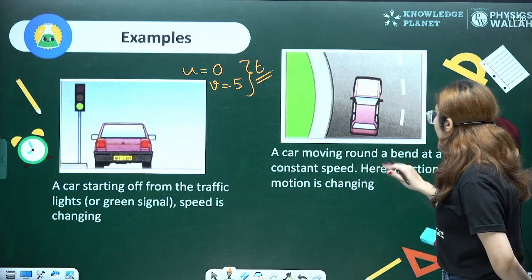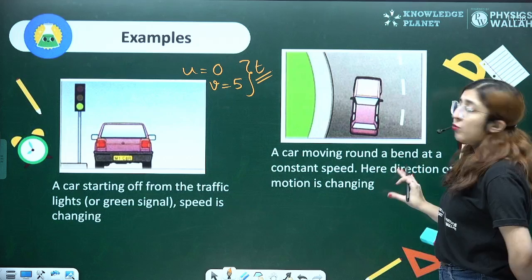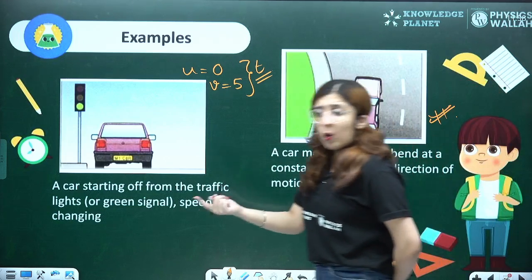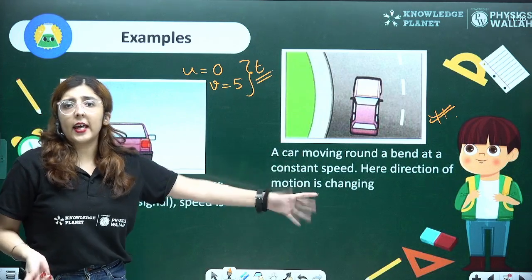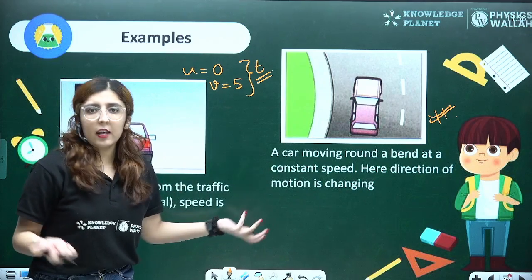Moreover, have a look: a car moving round a bend at a constant speed. Here the direction of motion is changing. So you can certainly say the direction is varying. As the direction varies, what will happen? Non-uniform velocity, certainly a change in the velocity taking place over a time. Yes, acceleration.